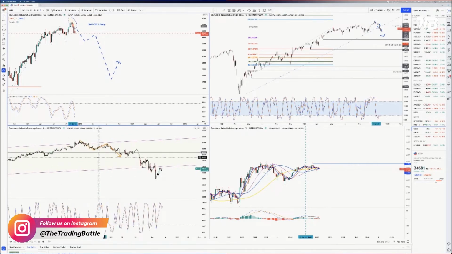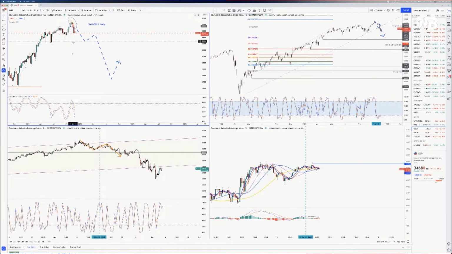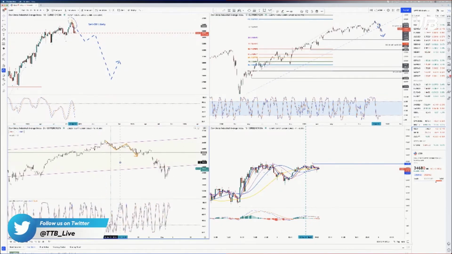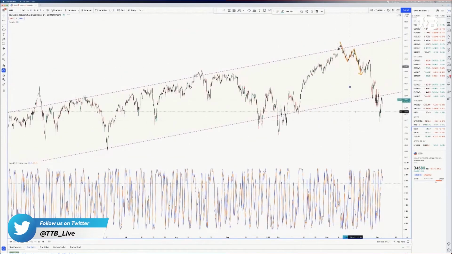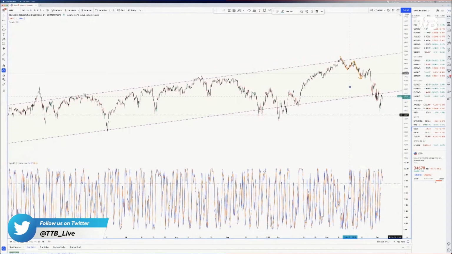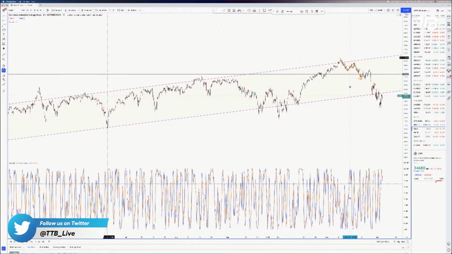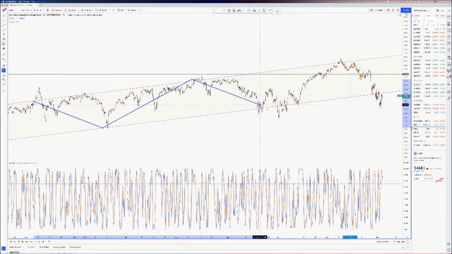Can you see how this line that I just put in there at the end of that evening star is on the 2 hour? Now on the 2 hour, just to show you how I keep it all in context, I've been tracking this long term upward channel. Can you see how the market's just been range bound, bouncing back and forth between support and resistance?